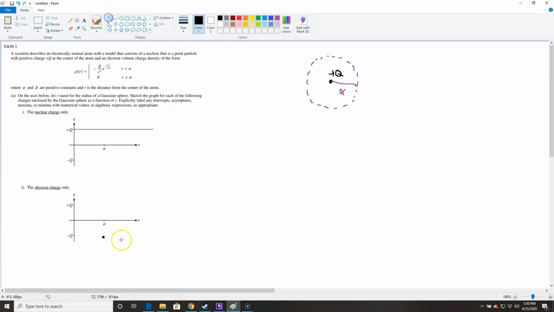So what I can say is, at least this portion of the graph is horizontal. Well, what happens before? If I am at the nucleus itself, I have enclosed 0 electrons, so I would not have any electron charge. Yet I end up here where I have an electron charge combined of minus Q. According to this equation, between 0 and alpha, when I'm less than alpha, I have an exponential decay equation. So the curve would decay like so.